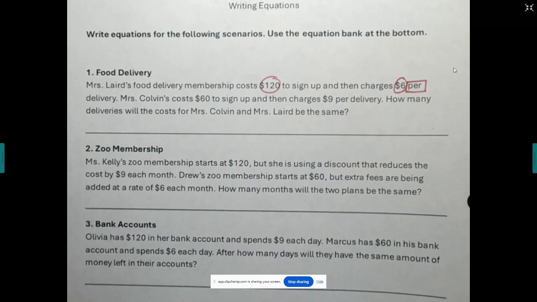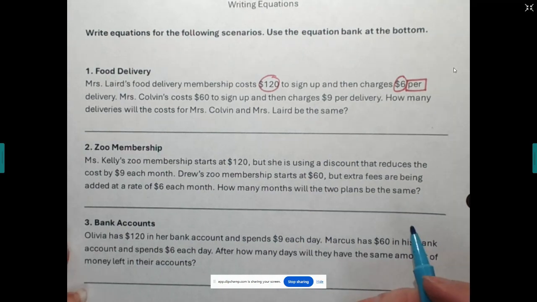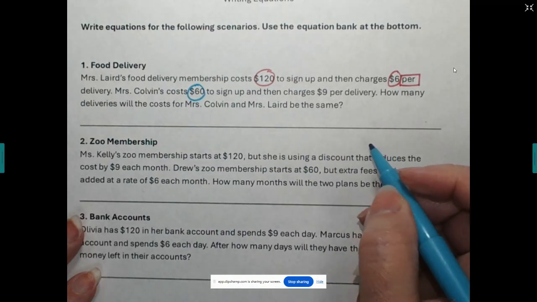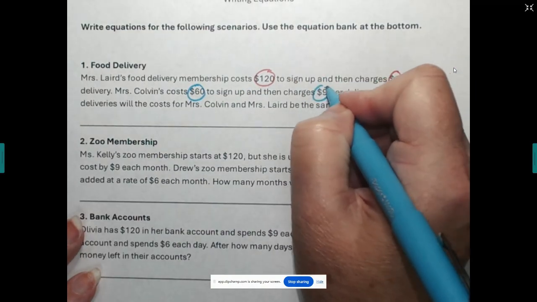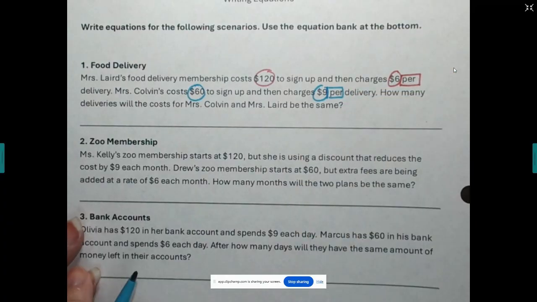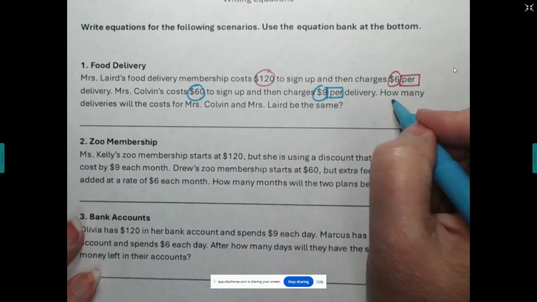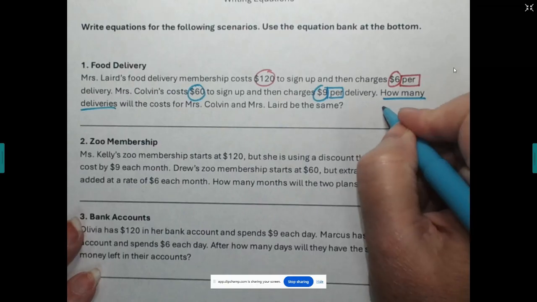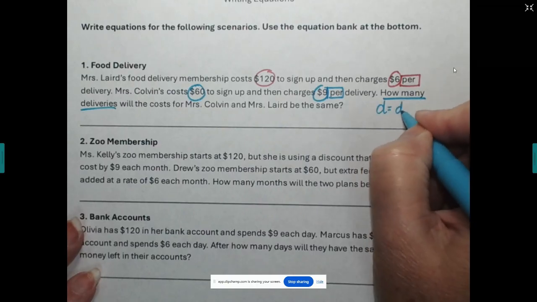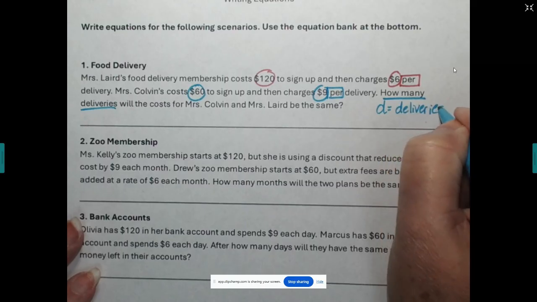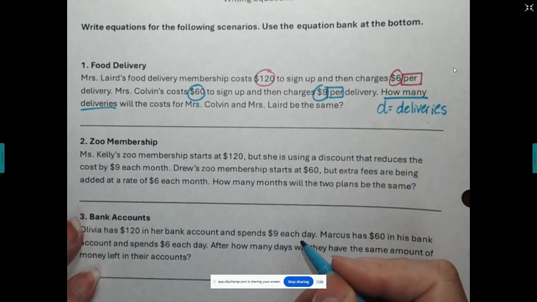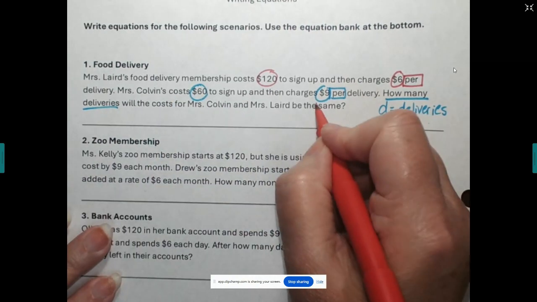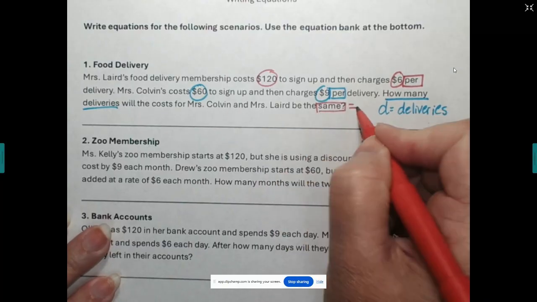And then we've got Miss Colvin's food delivery service costs $60 to sign up and then charges $9 per delivery. So then it says how many deliveries. I like to underline the question. So that means that my variable, I'm just going to say D equals deliveries. Will Mrs. Colvin and Miss Laird's be the same? So this word right here, that is my equal sign.